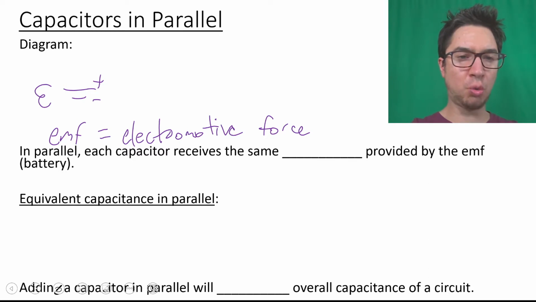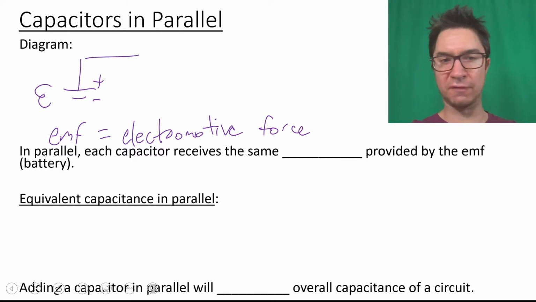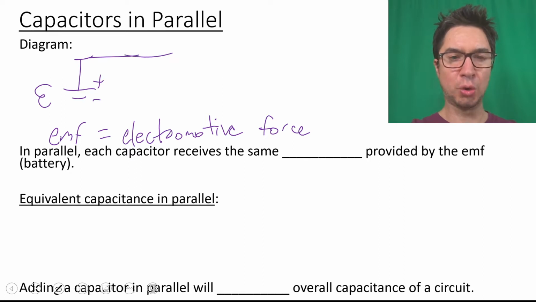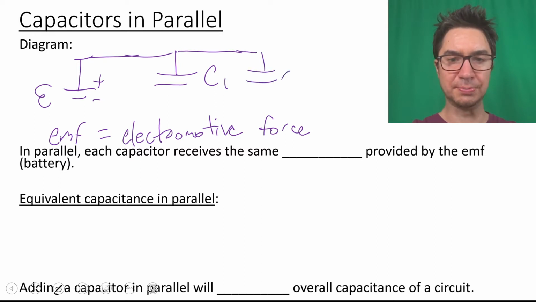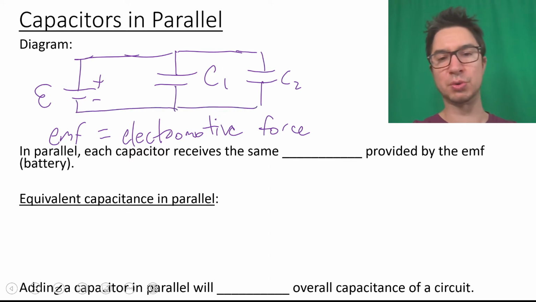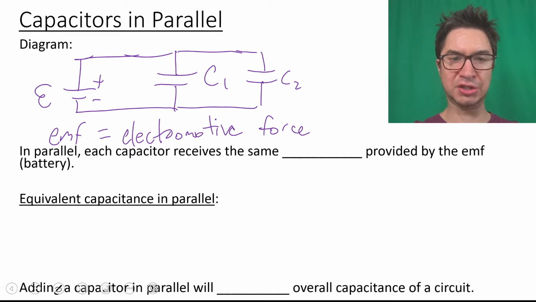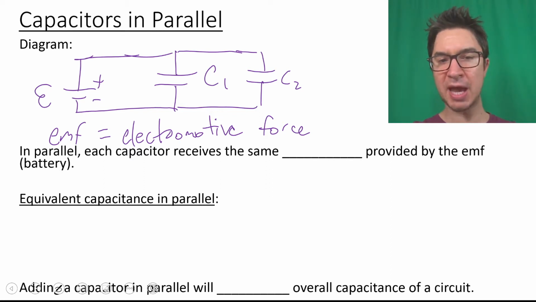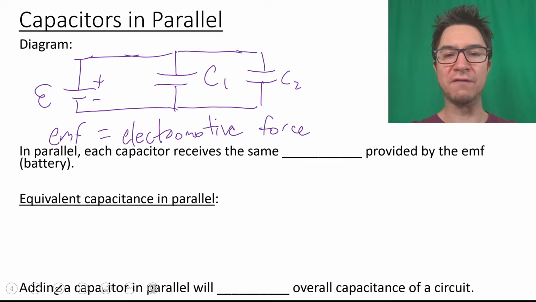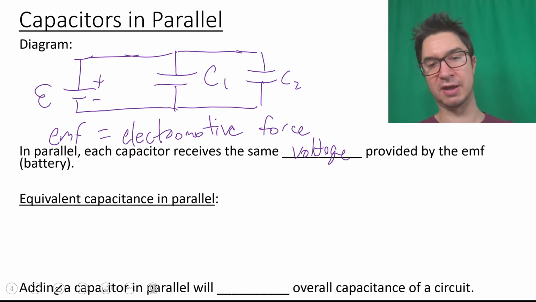And we're going to hook up this battery or voltage source, whatever it happens to be. We're going to hook it up to a single capacitor. We're going to call this capacitor C1, followed by another capacitor, which we're going to call C2. Now notice we've arranged these capacitors in parallel, which means that we're allowing multiple paths for the current to flow. So what we see here is that in parallel, each capacitor receives the same voltage provided by the EMF or provided by the battery.